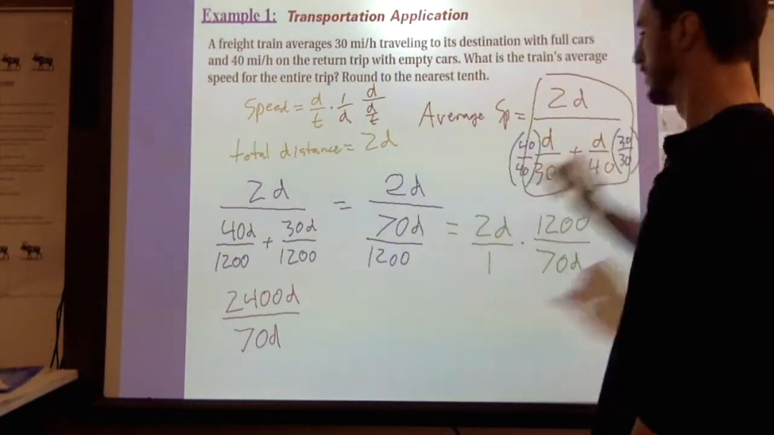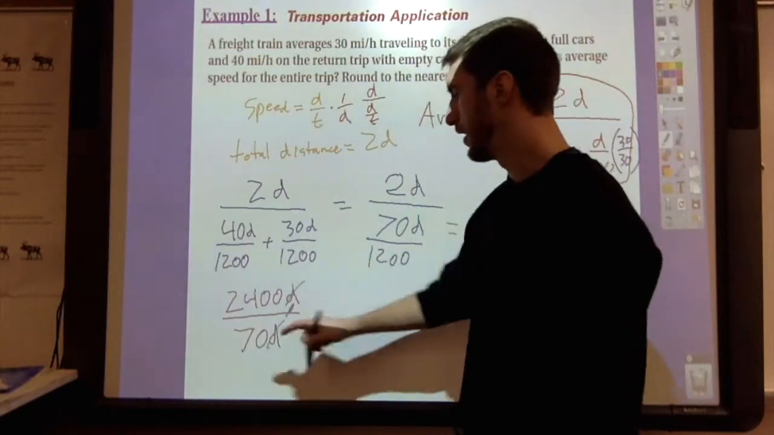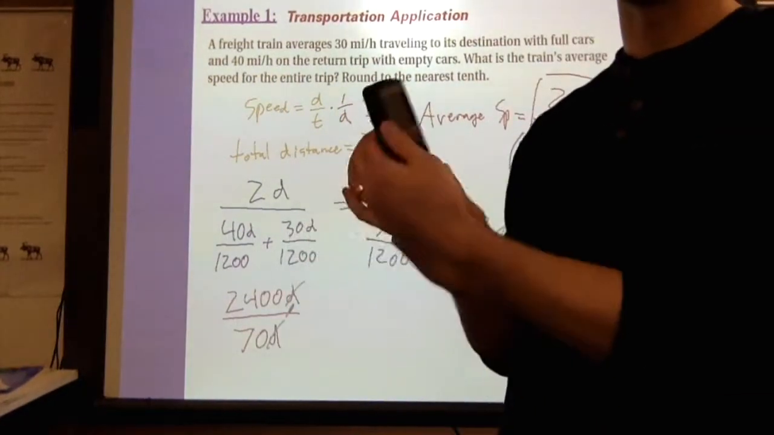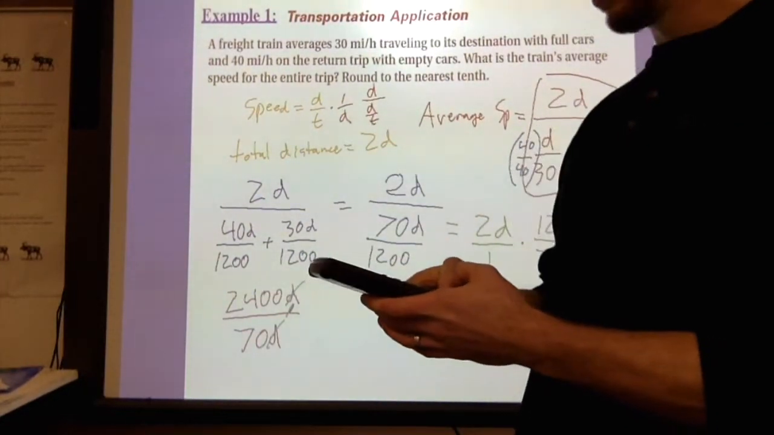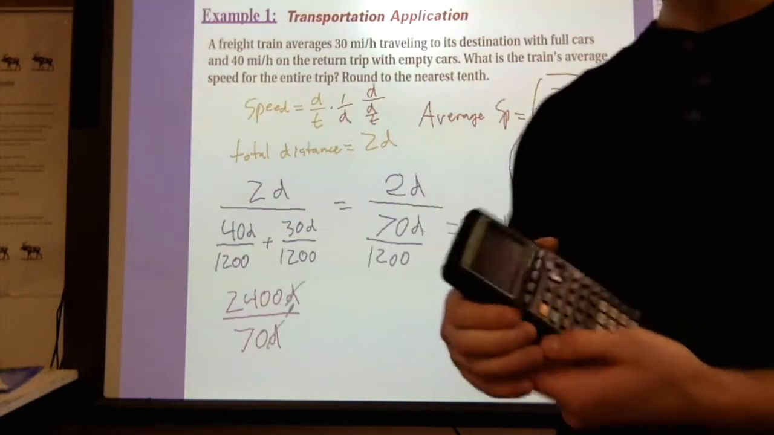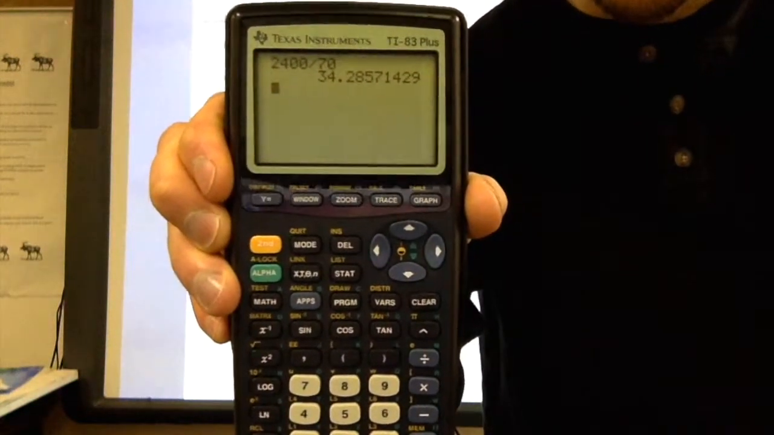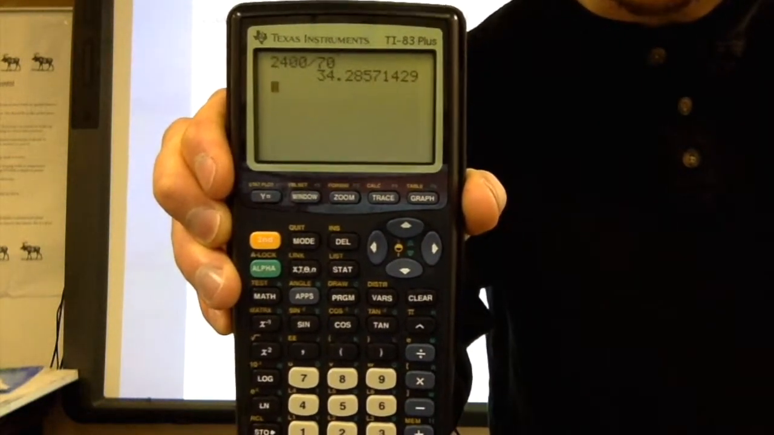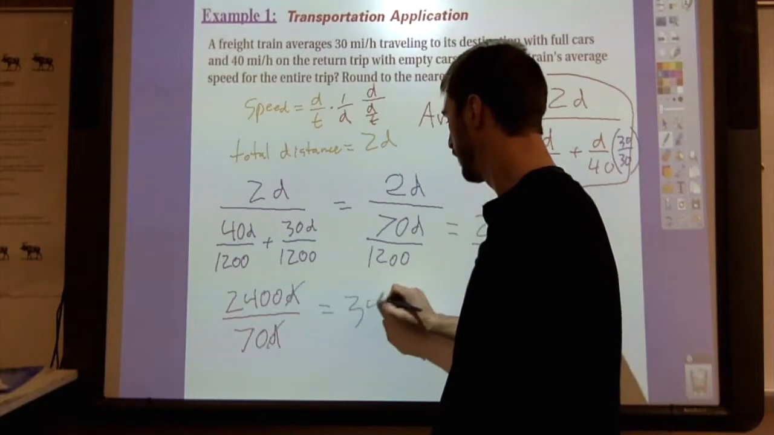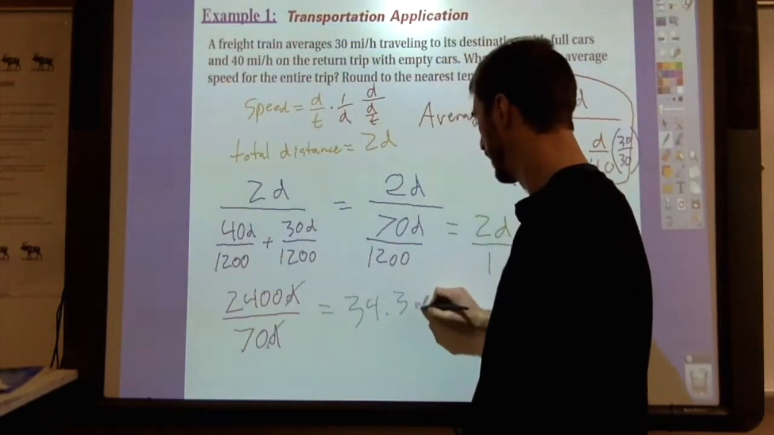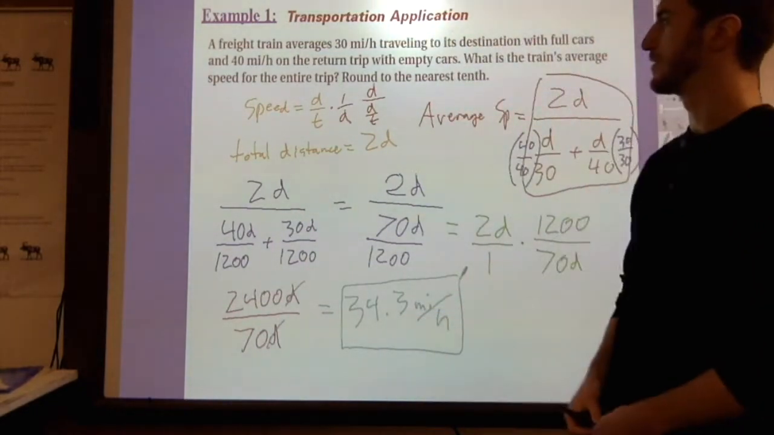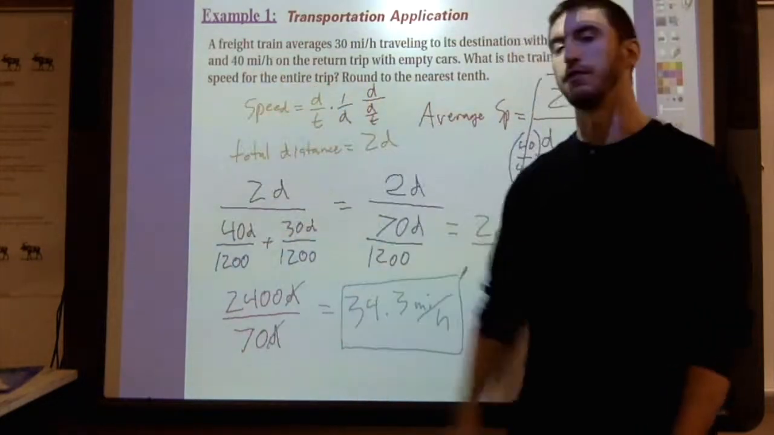Now, these d's cancel out nicely, and then we're just left with 2400 over 70, so I'm going to plug that in my calculator. I don't have one on the screen, so I'm going to use this one. 2400 divided by 70 is equal to 34.28 miles per hour. So our average speed is 34.3 miles per hour. And it makes sense that that is average because that's between 30 and 40.